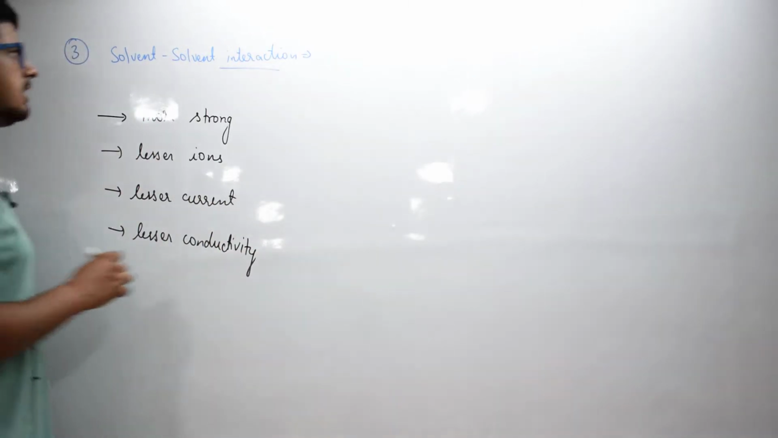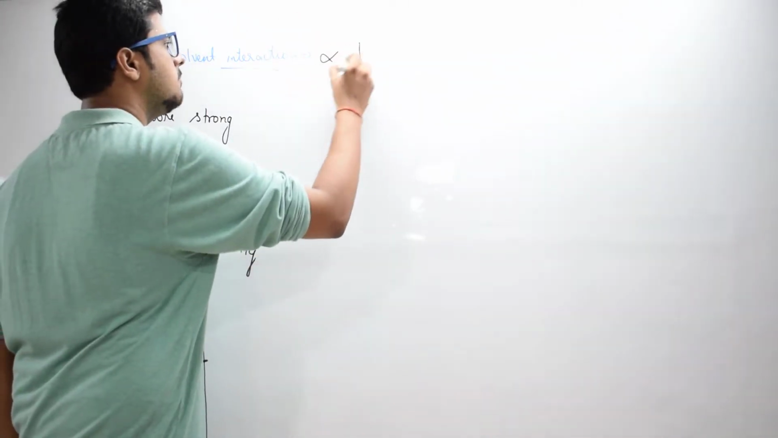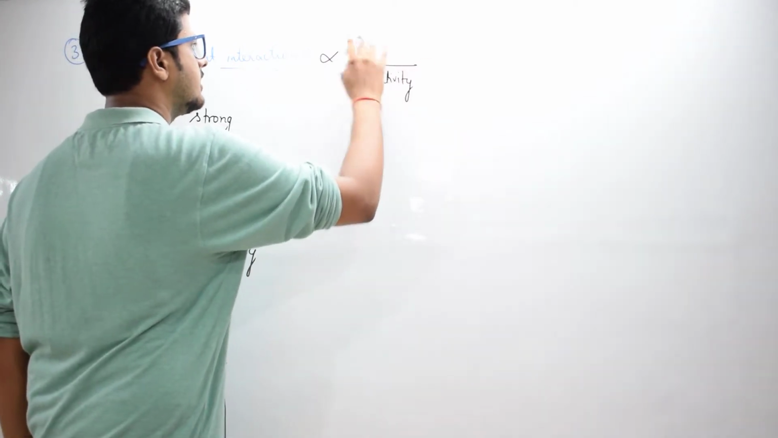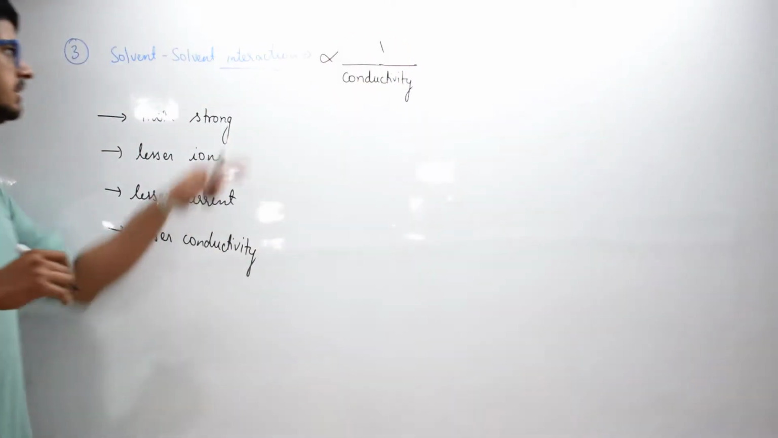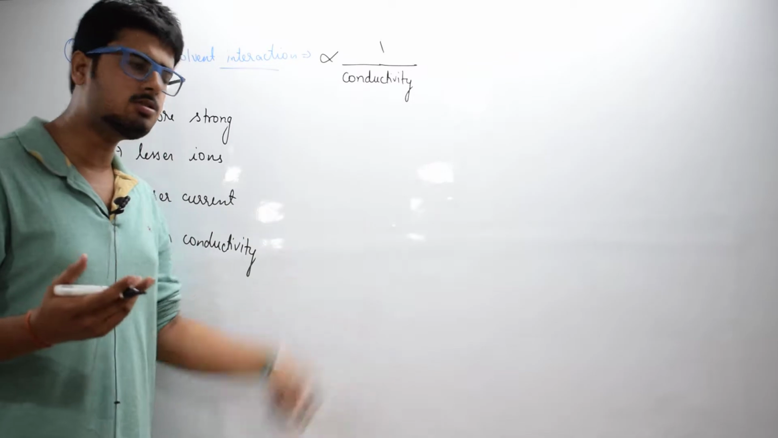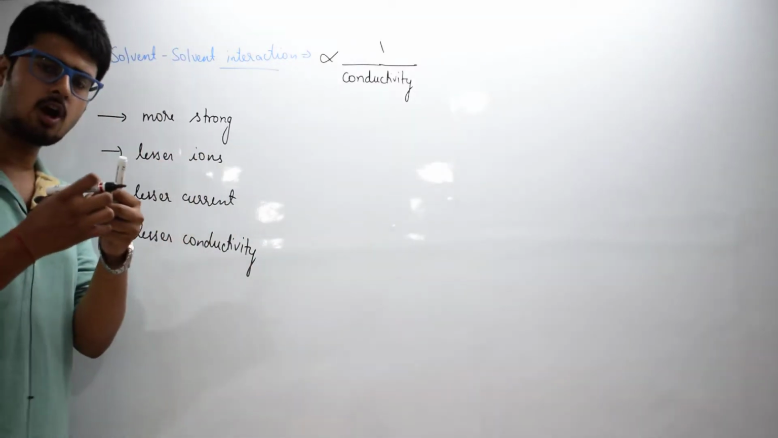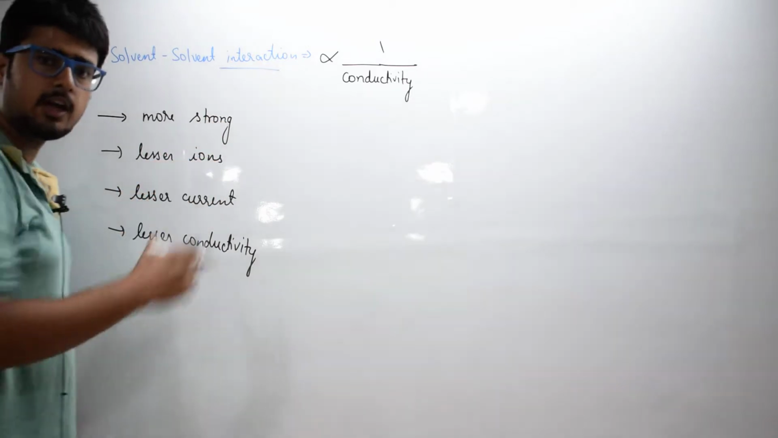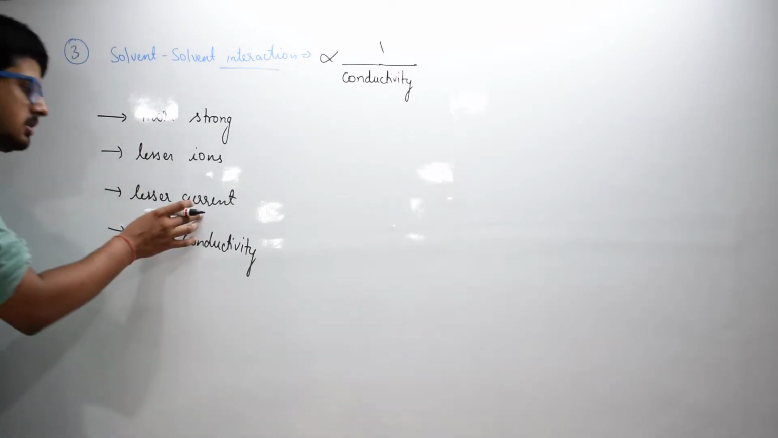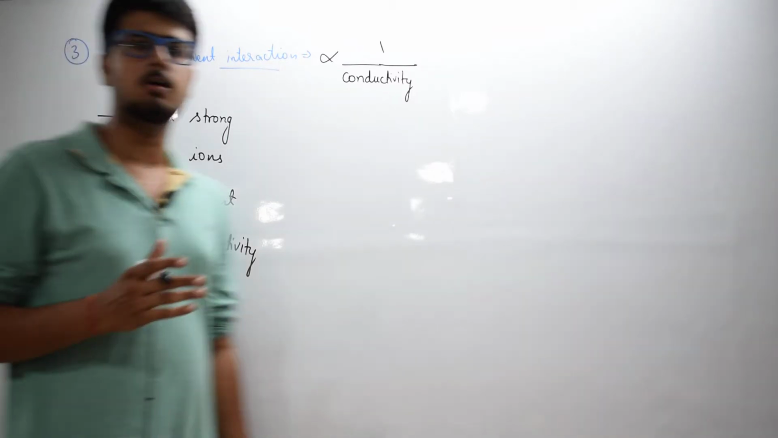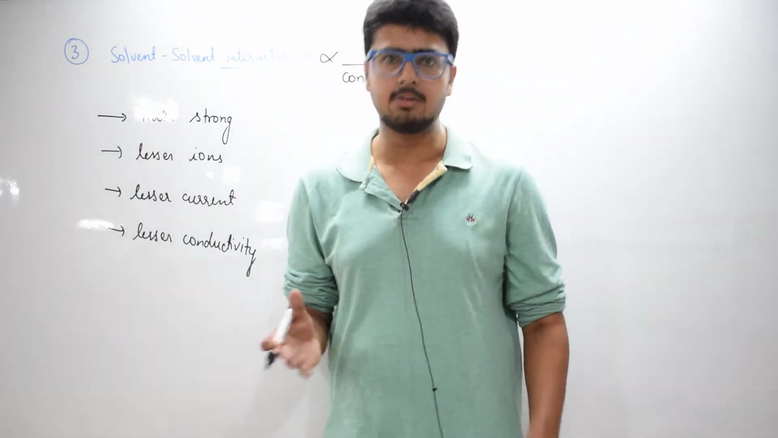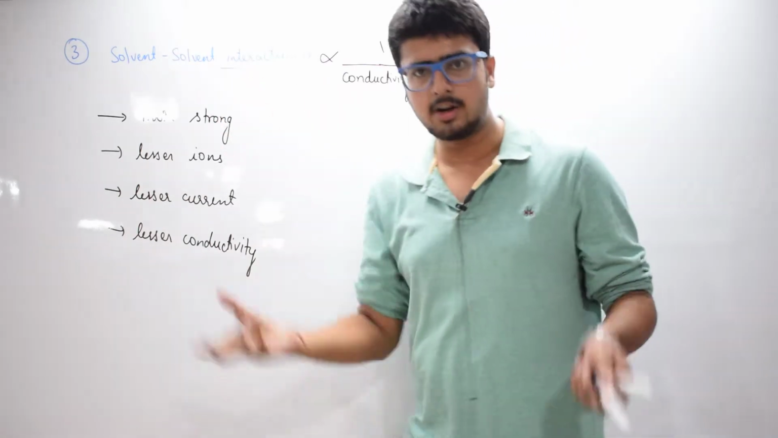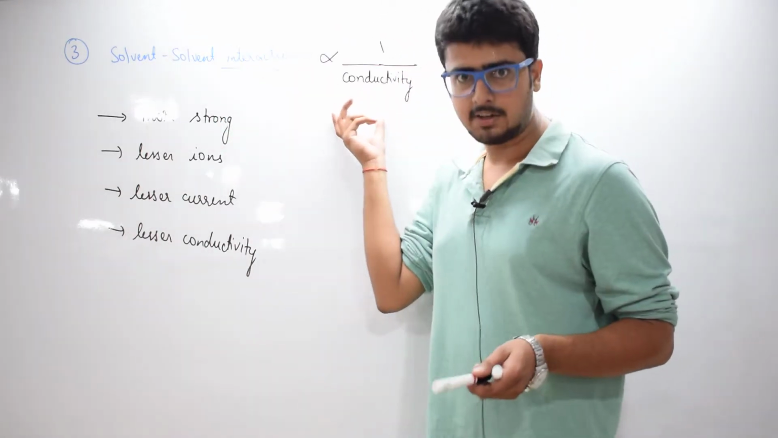So, in short we can say solvent-solvent interaction is inversely proportional to conductivity, because the more the interaction between solvent molecules, the stronger the interactions, and they will not be broken easily. That means lesser formation of ions, lesser current, and at last lesser conductivity of the medium. So, solvent-solvent bonding is inversely proportional to conductivity.